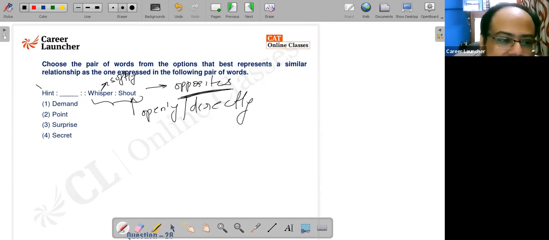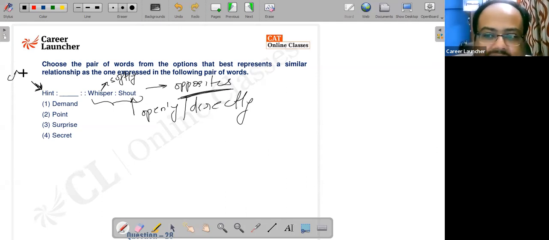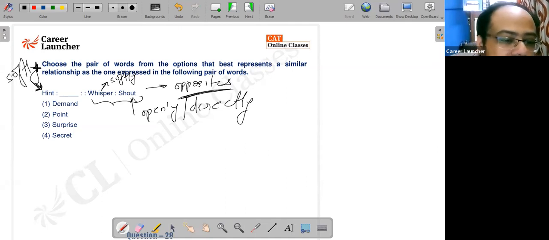Now tell me something. The word hint, is it done softly or is it done directly? The word hint is something that is done softly, right? Correct, Parul, Sambhav, correct. It is something that is done softly. So now I'm looking for a word that is done directly.